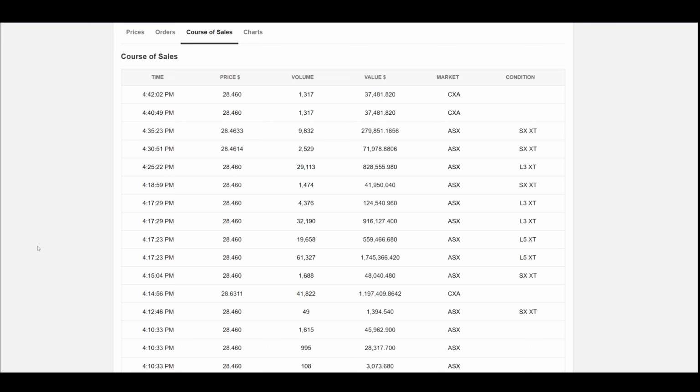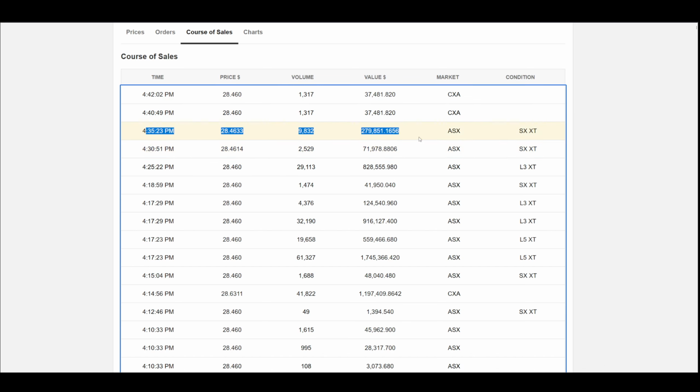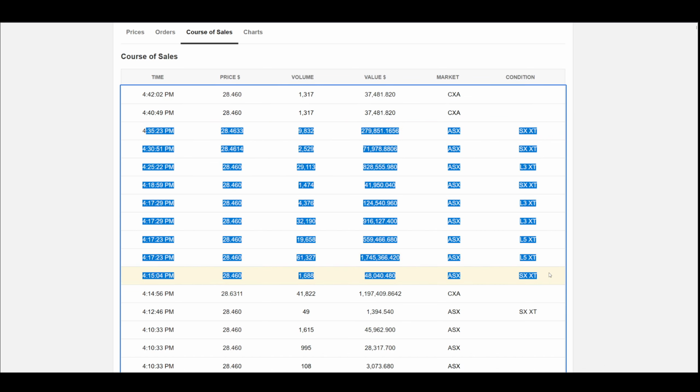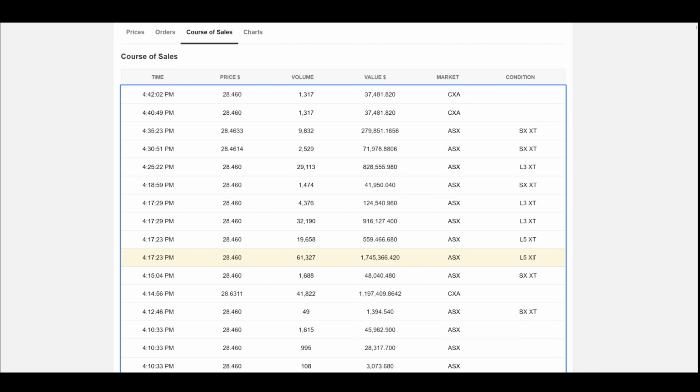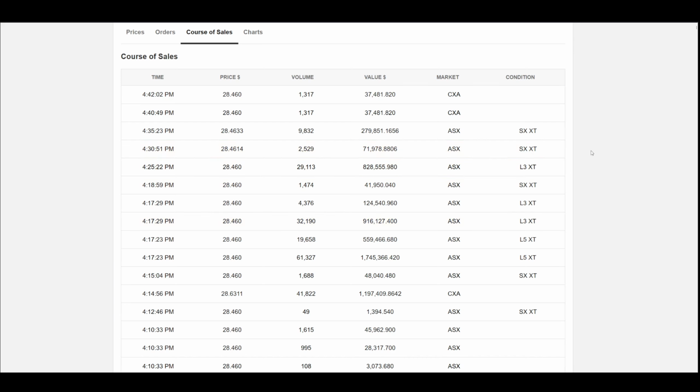Today we're going to discuss something completely new to this channel, something we haven't talked about before, and that is block trades that happen on the ASX. Now, what you can see here is a bunch of trades executed after the market's closed, and you can see these condition codes, L5XT, L3XT, SXXT, a variety of different condition codes, and you may have noticed this both in pre-market, post-market, and even actually during market open. What we're going to discuss is what these are, why they exist, and how they impact your trading intraday.